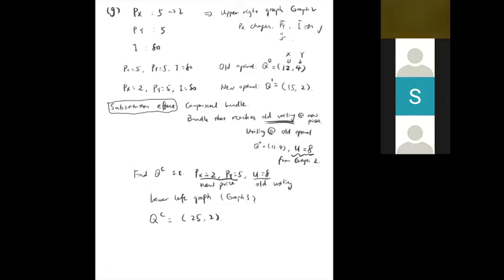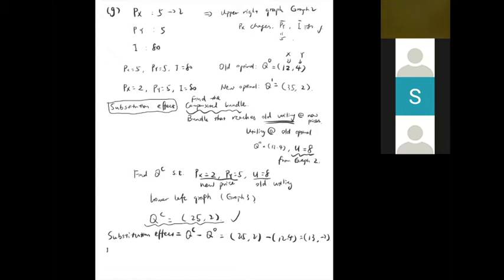To find the substitution effect, we need to find the compensated bundle. We already found this compensated bundle. The substitution effect is just the compensated bundle minus the original, the old optimum. So it's (25, 2) minus (12, 4). And that gives us (13, -2). So this is the substitution effect.